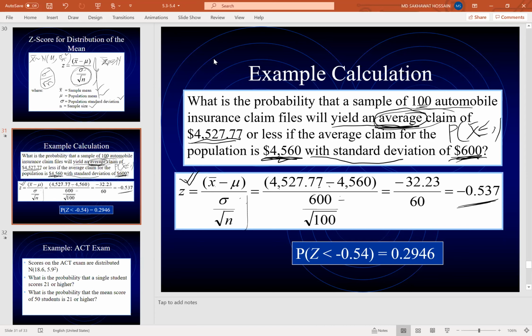Now you can look at the table or use a calculator to find the probability. We are looking for the probability of z less than or equal to negative 0.537. You can find this probability from the table or using a calculator, and the probability will be 0.2946.